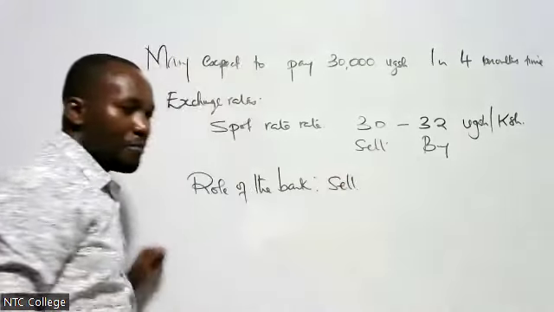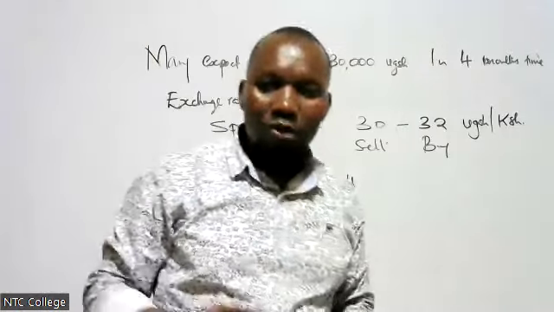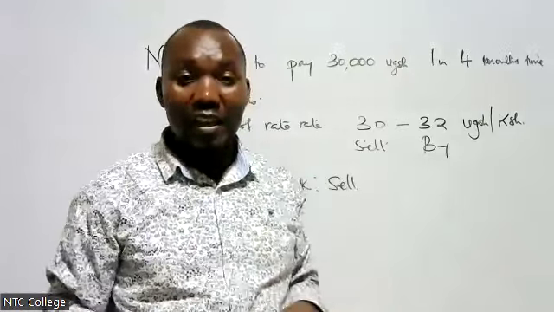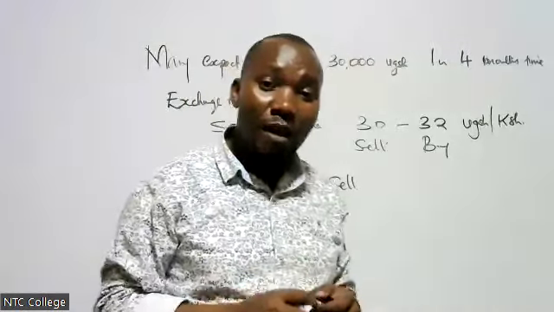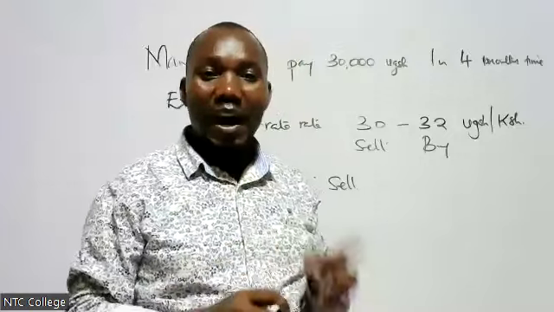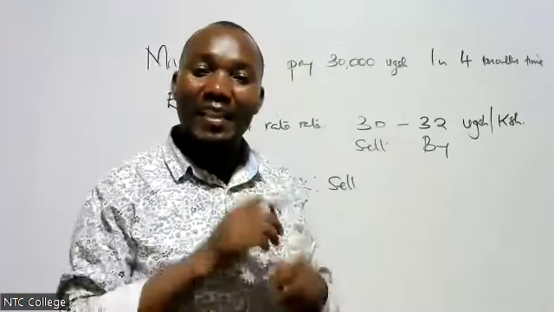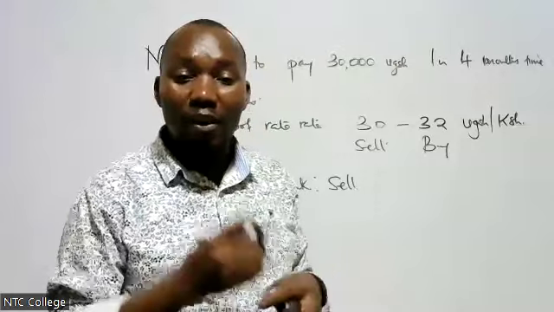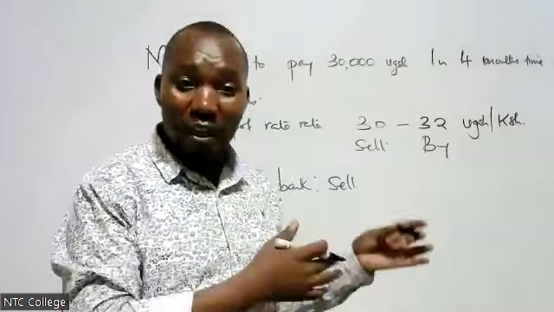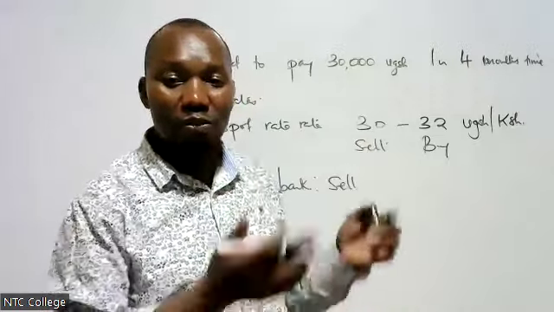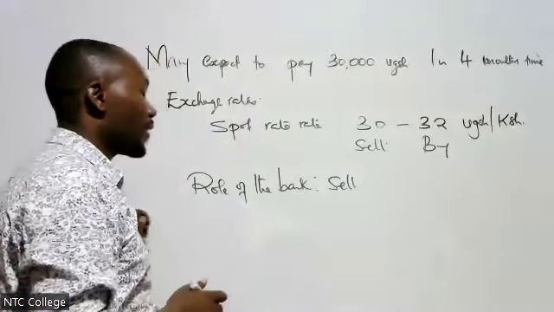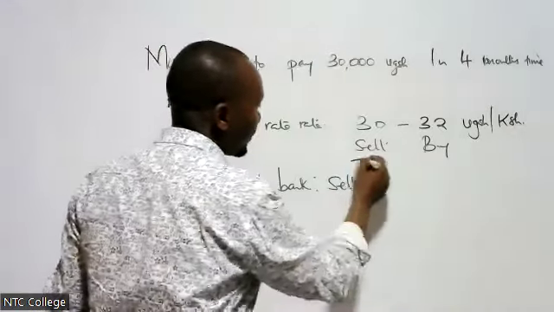Why? Mary is in Kenya. She wants to pay for something in Uganda, but she does not have Ugandan shillings. She has to take Kenya shillings to the bank and tell them, please, I want to pay somebody in Kampala, but I don't have Ugandan shillings. Kindly, I want to buy from you. In other words, the bank is selling Ugandan shillings to Mary. So the bank's role is to sell.